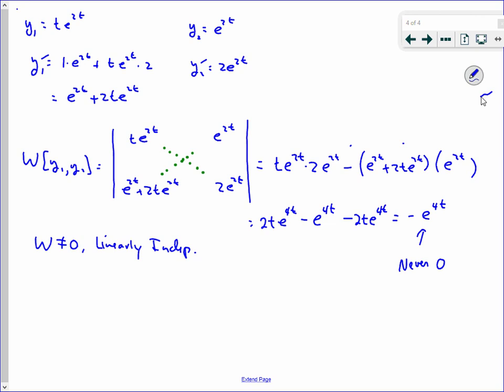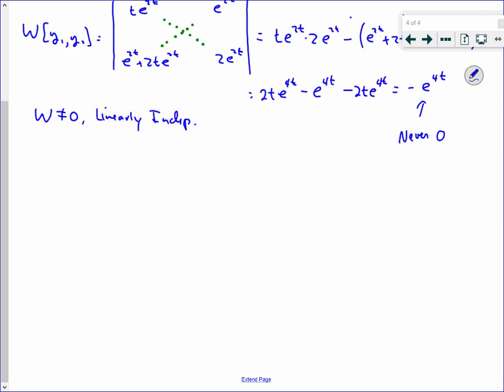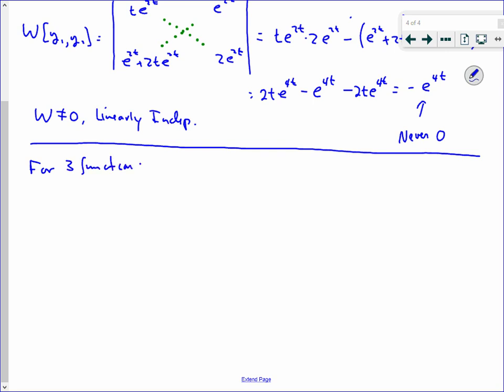Now, with just two functions, you can lots of times just look at them and tell if they're independent or not. I'm going to write down the thing for three functions. For y1, y2, and y3, we are linearly independent.